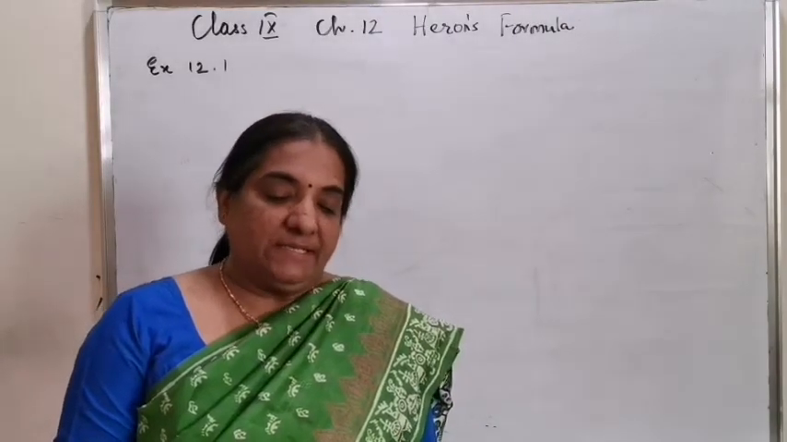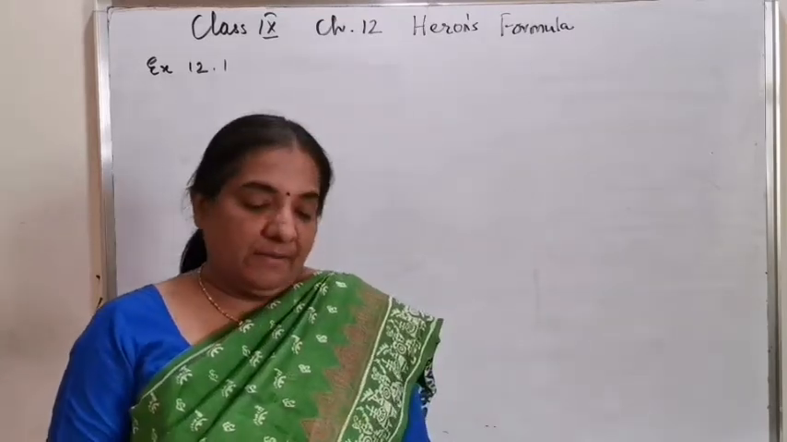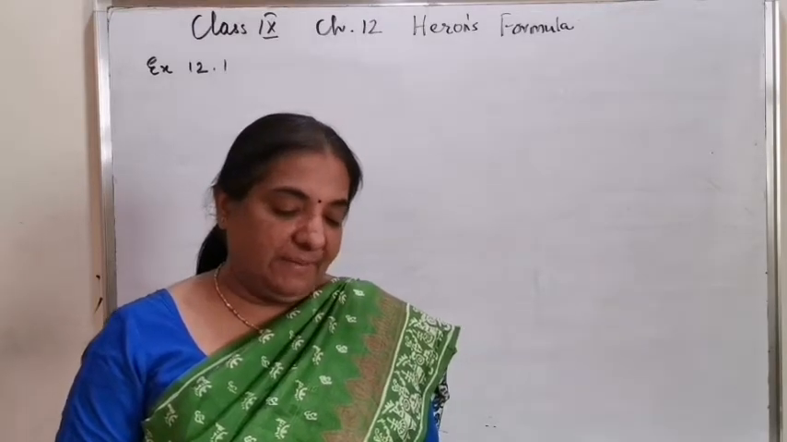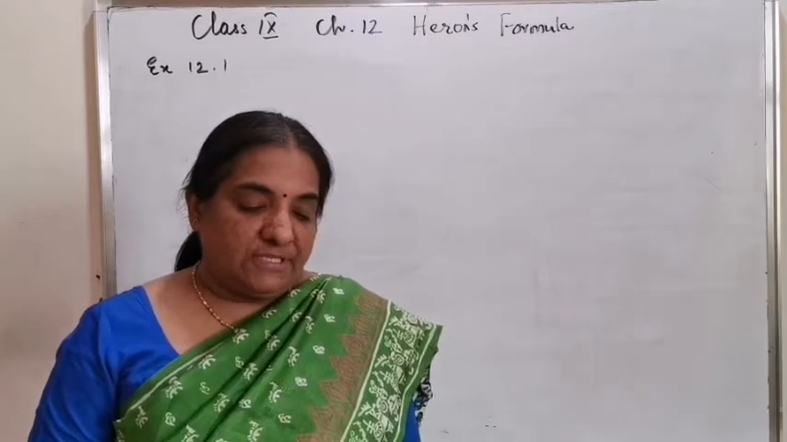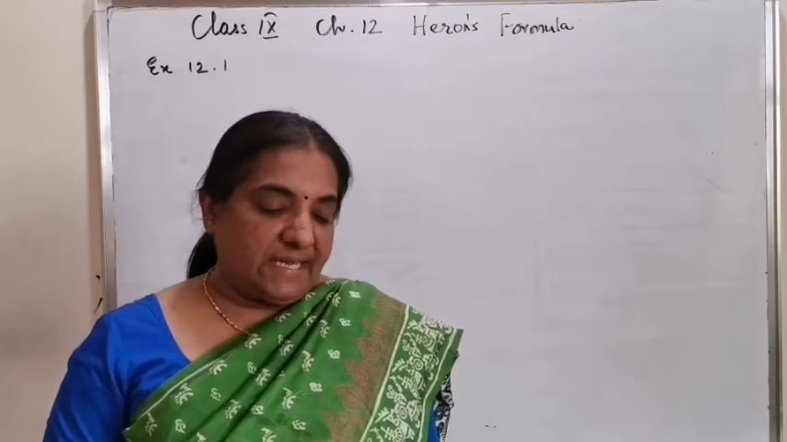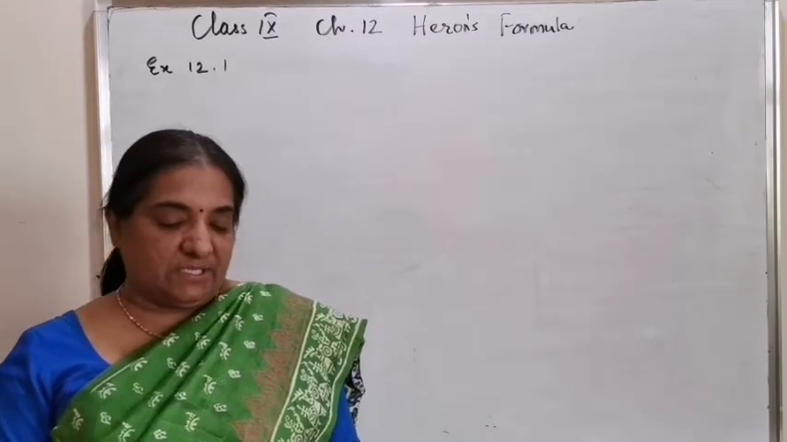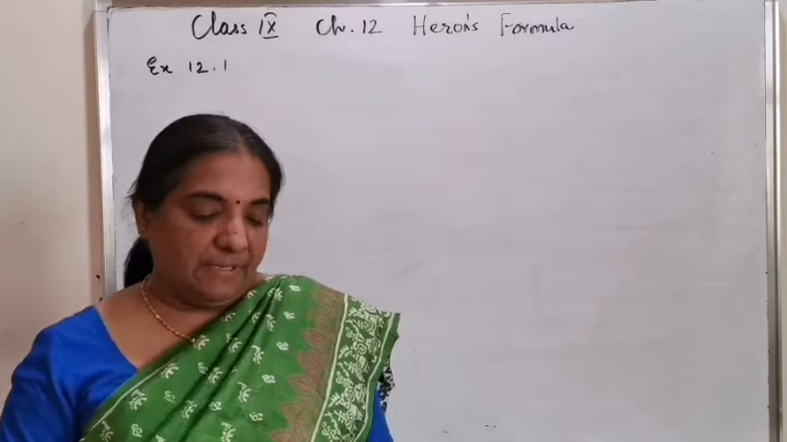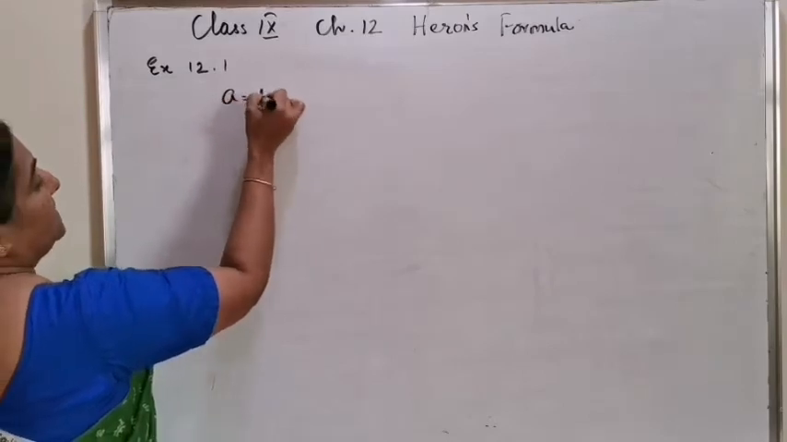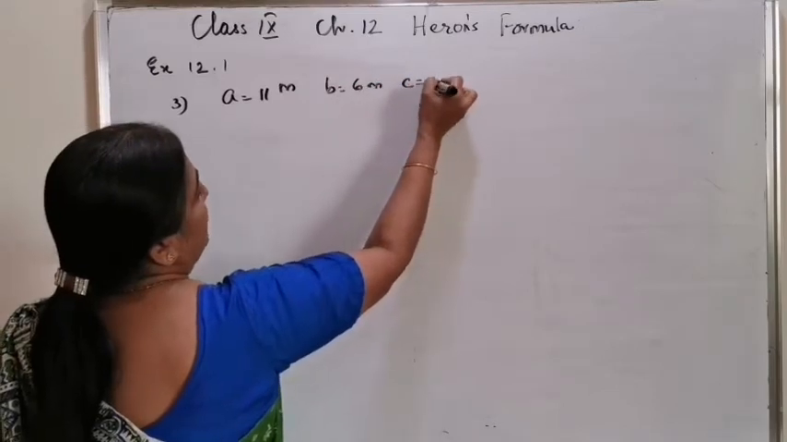Question number 3. There is a slide in a park. You can see the ladder and the slide there. The length of the ladder is 6 and the slide is 11 meter. One of its side walls has been painted in some color with a message, keep the park clean and green. If the sides of the wall are 15, 11 and 6, find the area painted in color. It's a direct question. You have to find the area of the triangle with sides 11 meter, 6 meter and 15 meter.